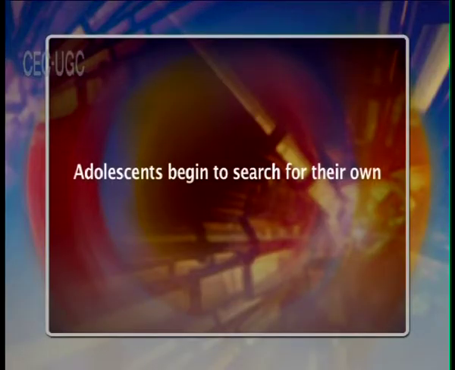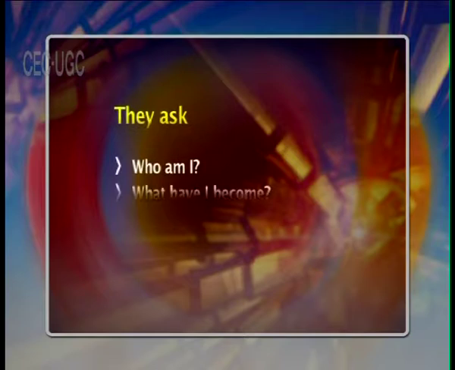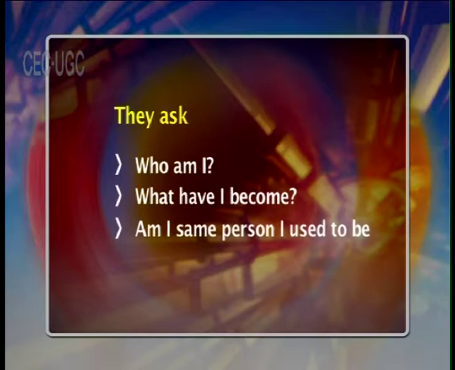Social success. Social success plays an important role and is the key aspect of social development. Adolescents begin to search for their own personal identity. The sudden changes in their bodies, mental functioning, and the altered demands of society compel them to ask questions like, who am I? What have I become? Am I the same person I used to be?